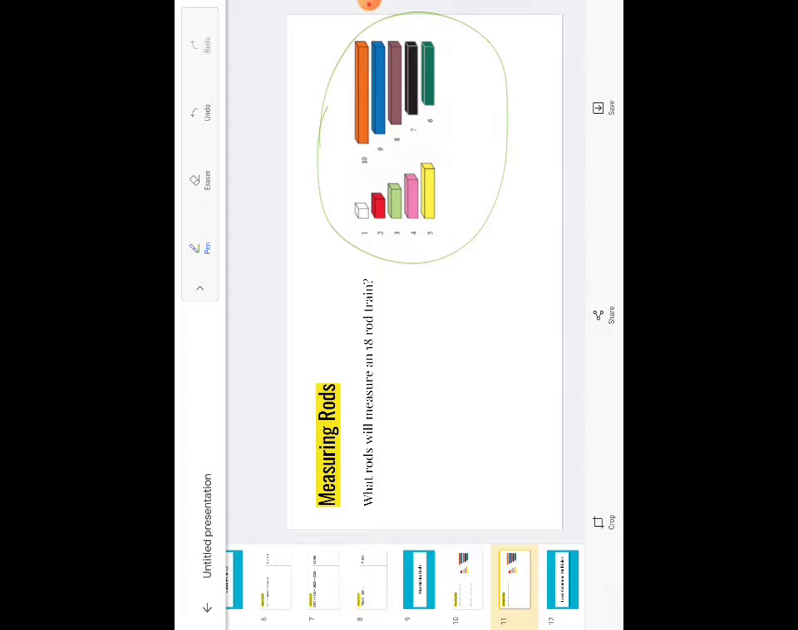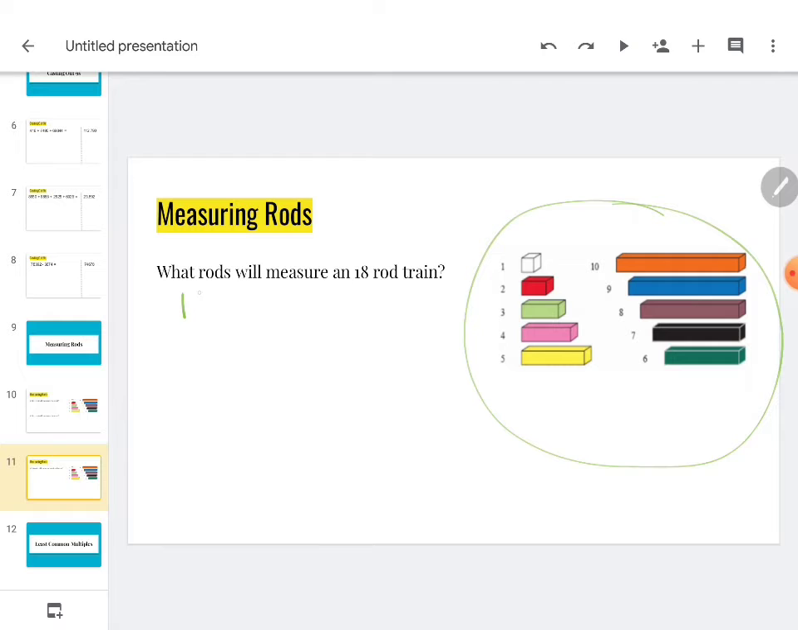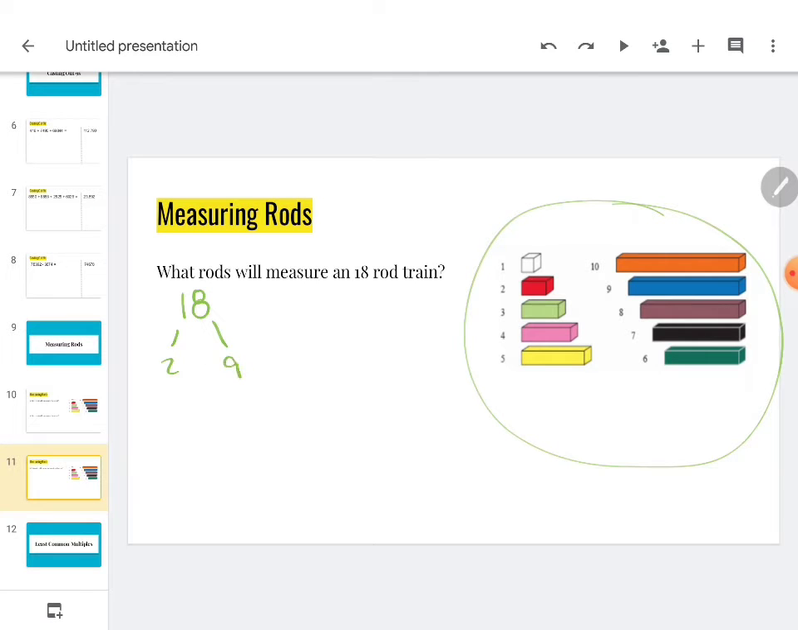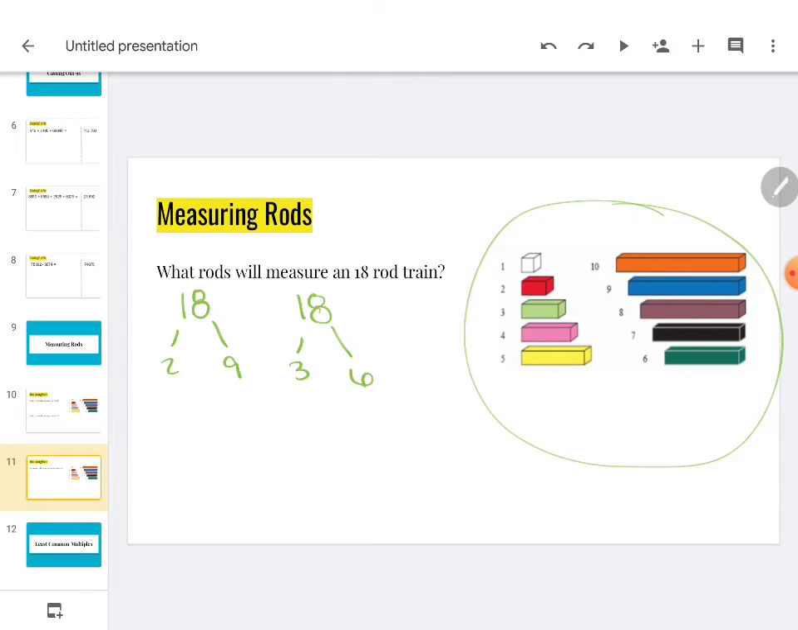And our question is wanting to know what rods will measure an 18 rod train. So we're going to do the same thing we did last time. We're going to do 18. And since we don't have an 18 rod, we cannot do 1 and 18. We do, however, have a 2 and a 9, and we know that 2 times 9 is going to be 18. We also know that we have a 3 and a 6, and 3 times 6 is going to be 18.